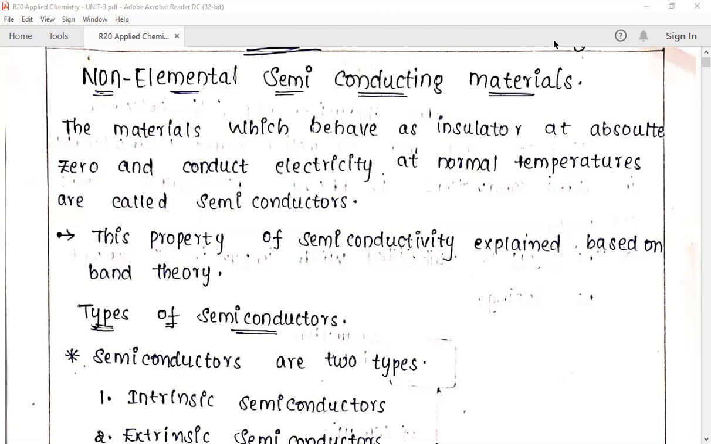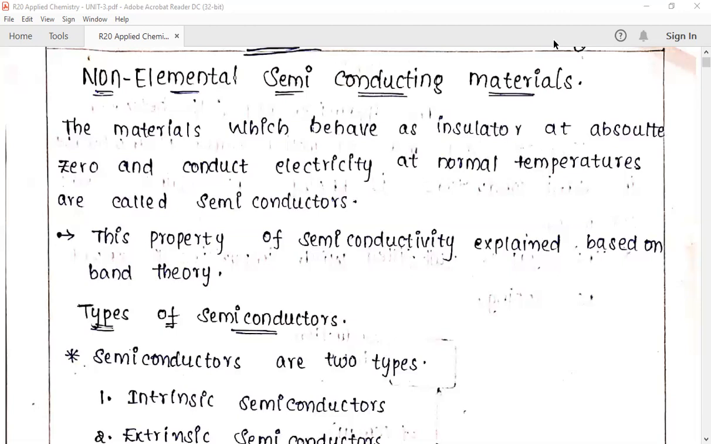And the property of semiconductivity is explained based on the band theory, which I'll explain later. This semiconducting material is classified into two types. They are elemental semiconductors and non-elemental semiconductors. Coming to the first one, the elemental semiconductors, these are conductors that are elements, and the examples are silicon, germanium, gallium, etc.